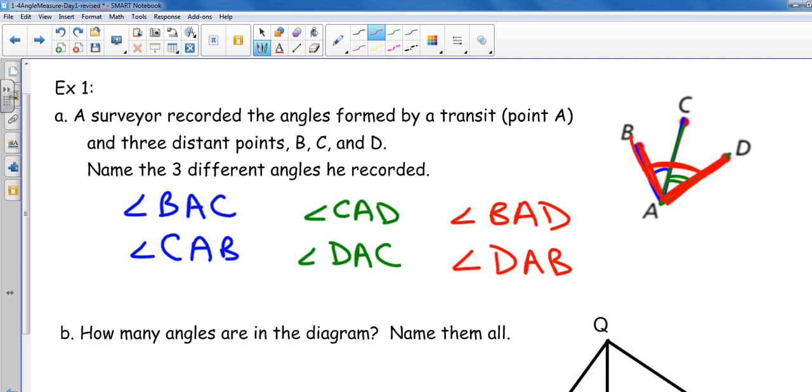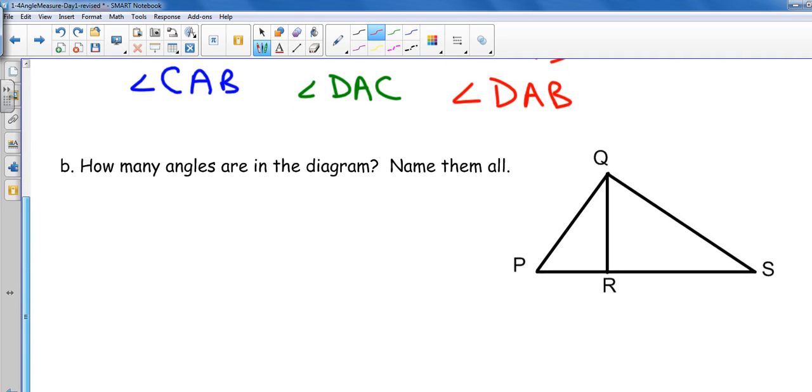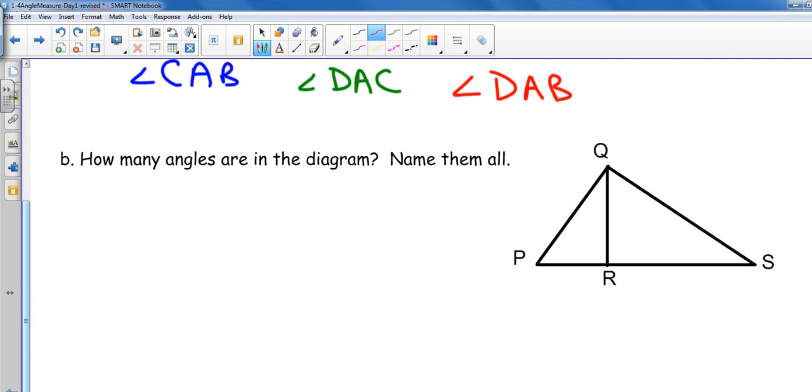Let's try a little bit harder example. How many angles are in the diagram that we see now, using the letters P, Q, R, and S? I know there are triangles. We're not looking at triangles right now. We are looking at angles. Try to name as many angles as you can. Go ahead and pause the video, write them down, then start the video again and check and see how you did.